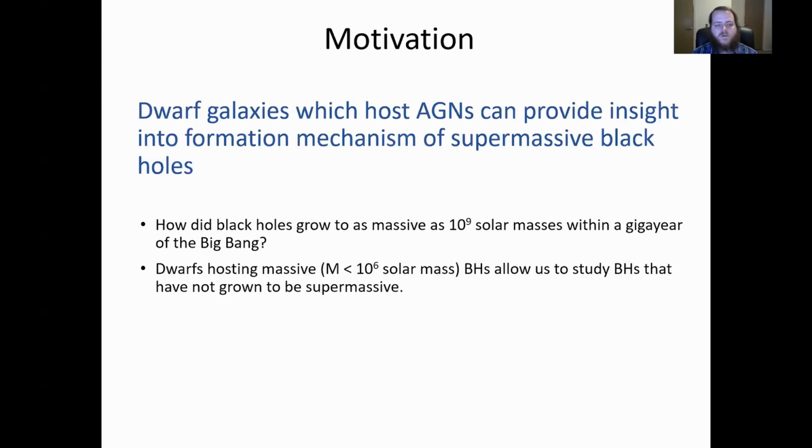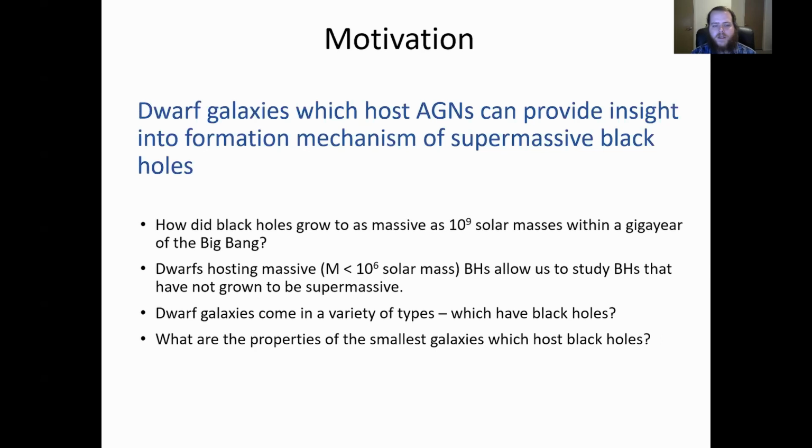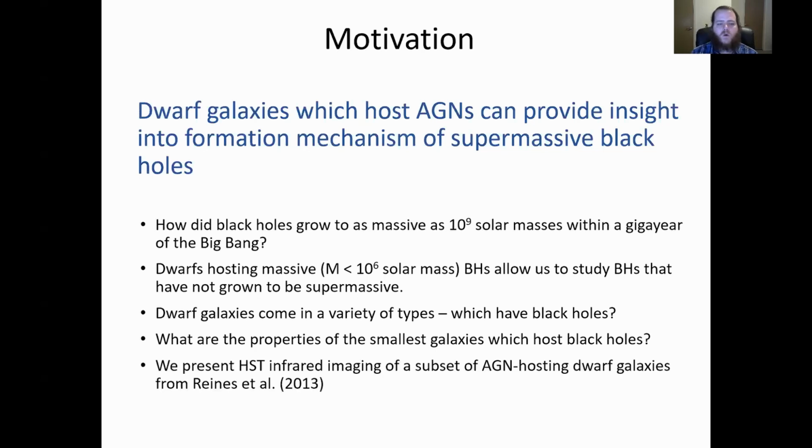Instead, dwarfs which host massive black holes give us a chance to study black holes which haven't grown to be supermassive. Now, dwarf galaxies come in a variety of types and morphologies. So any attempt to constrain the occupation fraction of black holes in low-mass galaxies needs to have answers to the questions: which of these types and morphologies have black holes, and what are the properties of the smallest galaxies which host black holes?